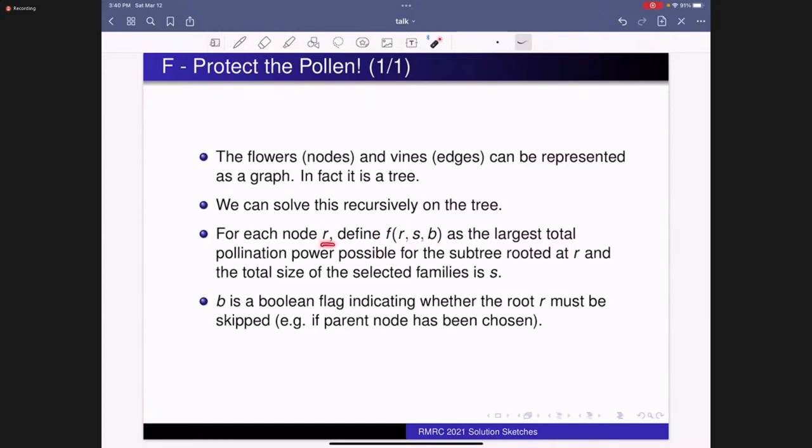So for each node, let this be a DP table entry that's the largest total pollination power possible for the subtree rooted at R, where the total size of the selected family is S and B is indicating whether or not R must be skipped. So if we had chosen the parent of R to get to the subproblem, B would indicate that, or B would indicate we're allowed to choose R. With these three tables, you can write this as some function of what's going on with the children.